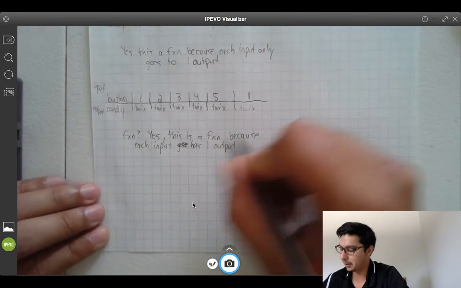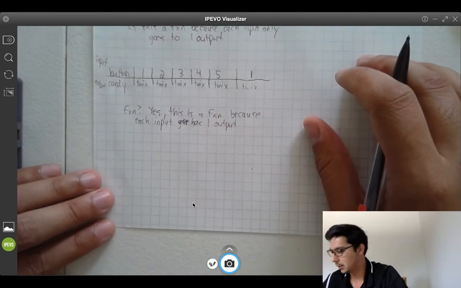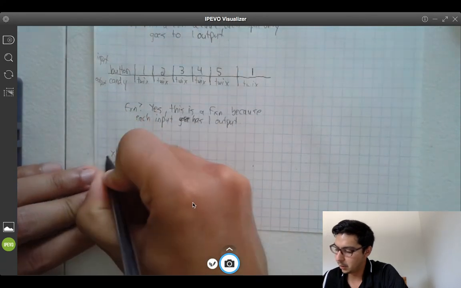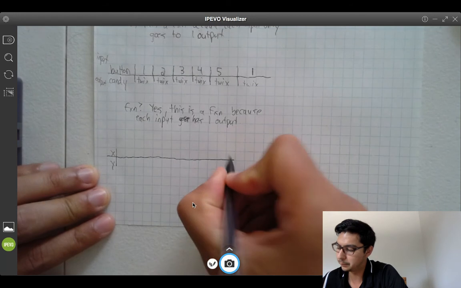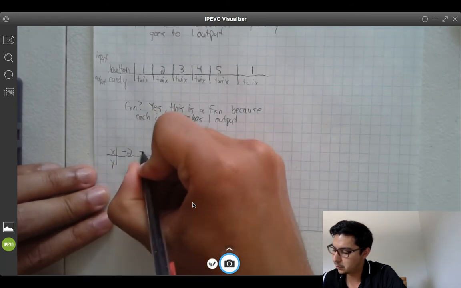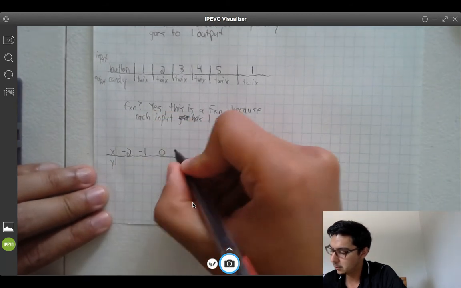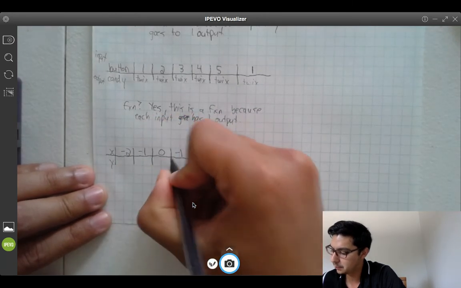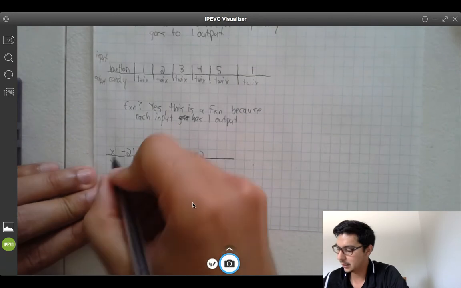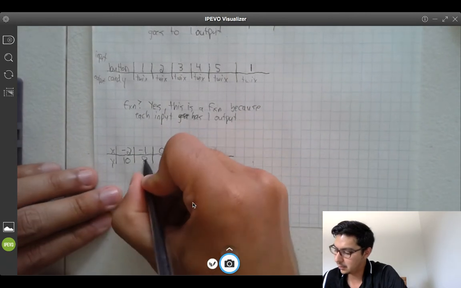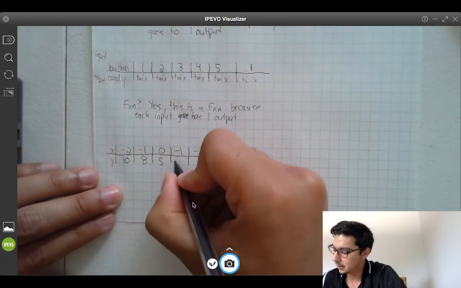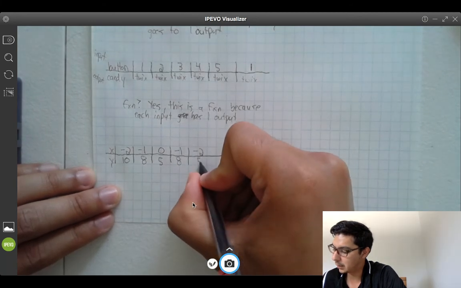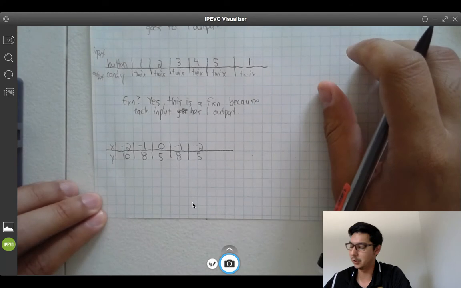Right. And then I'm going to do one more. Let's see if you can see this one. So let's do just X and Y. A little bit more abstract on this one. Let's go -2, -1, 0, back to -1, back to -2. So those are your inputs. And let's say you get 10, and then you get 8, and then you get 5, and then you get 8, and then you get 5 again. Is this a function?